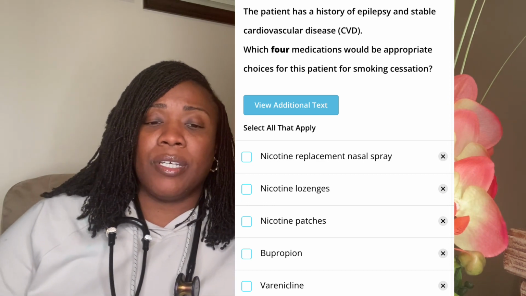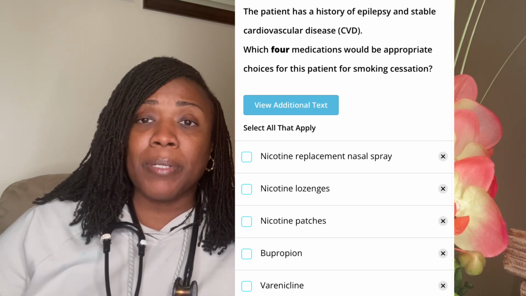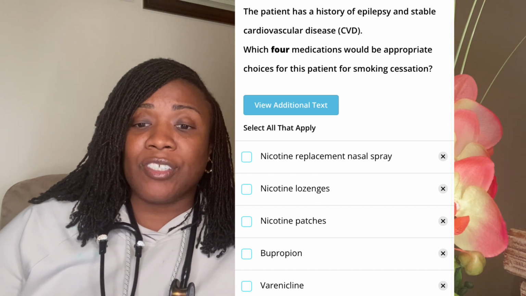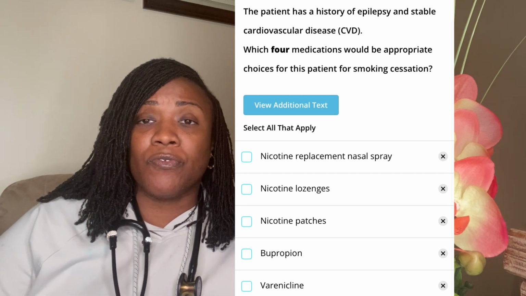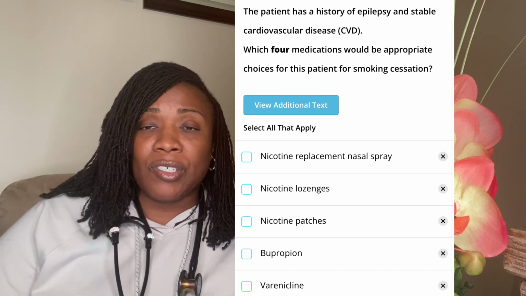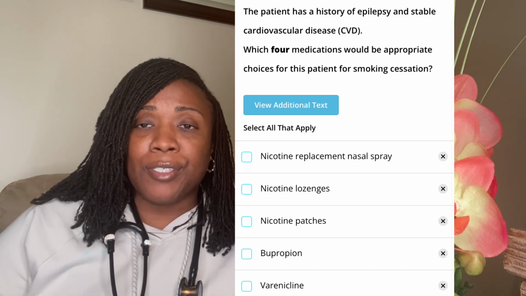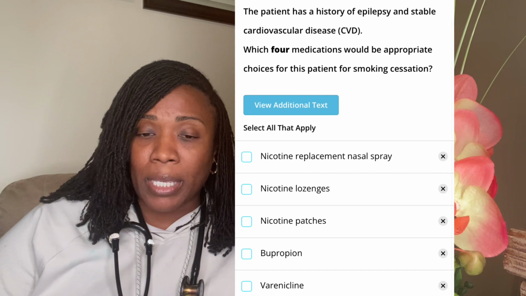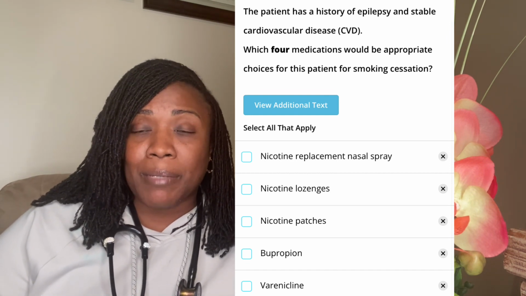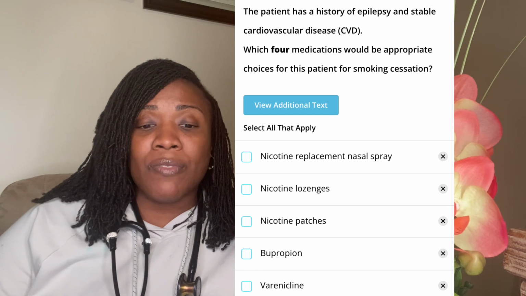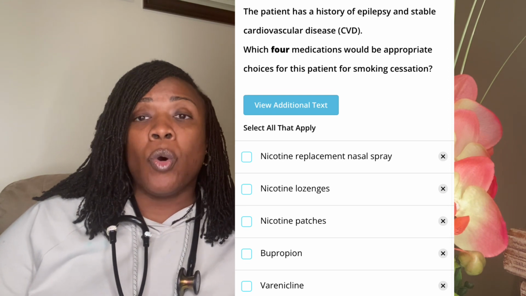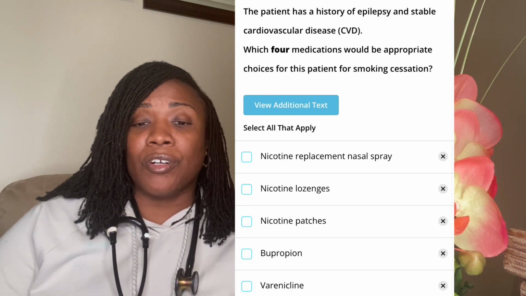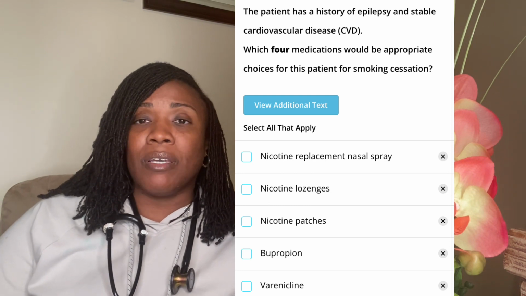the second option. And now the last question is: the patient has a history of epilepsy and stable cardiovascular disease. Which 4 medications would be appropriate choices for this patient for smoking cessation? So you have a patient who is a smoker. Your patient is addicted to smoking. Your patient wants to stop smoking, but your patient has a history of epilepsy, seizures. Which 4 of these medications are appropriate to give a patient who has a stable cardiovascular history but has a history of epilepsy?